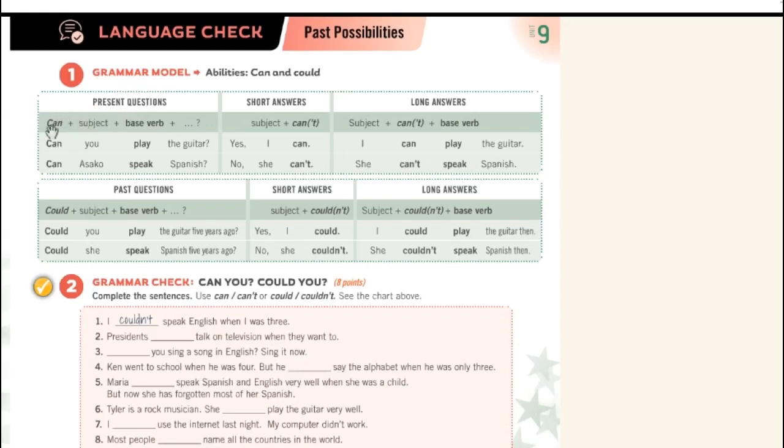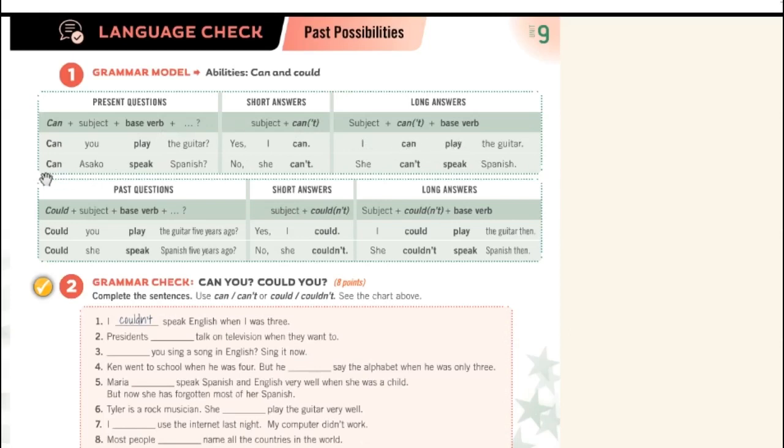현재형 질문 물어볼 때 can subject, base verb, something, something, something. Can you play the guitar? Yes, I can. I can play the guitar. Okay, so this one is the question and this is the answer. I can play the guitar.